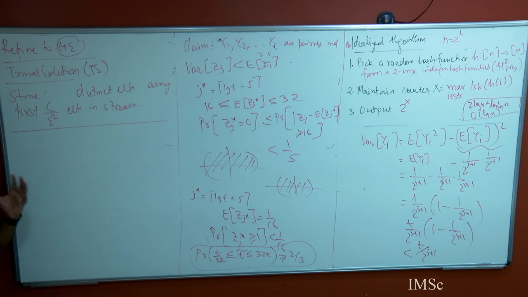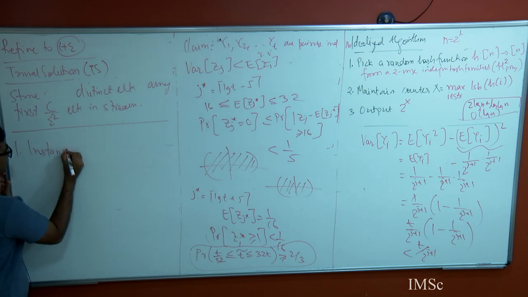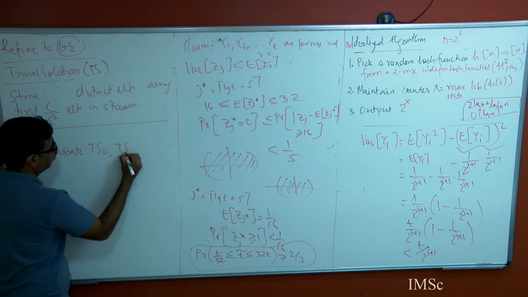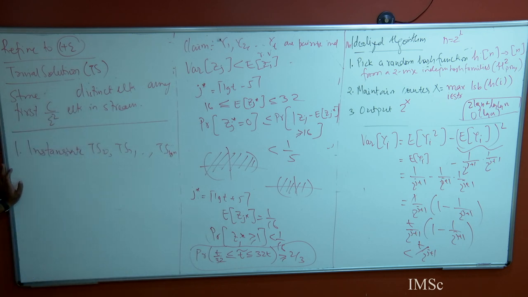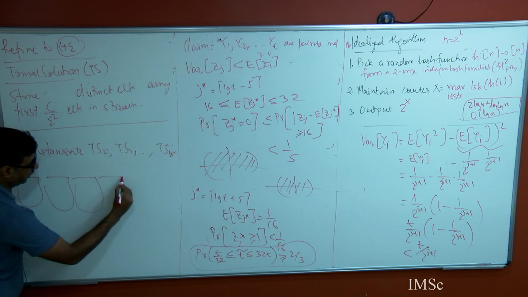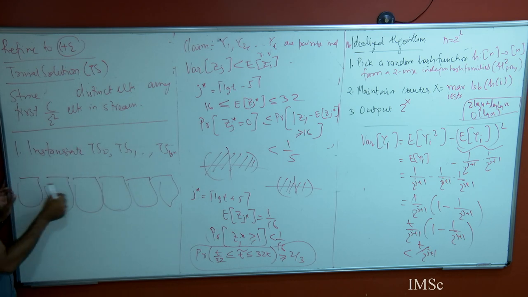Imagine that there are several instantiations of my stream running in parallel. So instantiate TS0, TS1, up to TS log n. The stream is coming one by one. Think of these as parallel boxes which are running. Now I have to decide which element I should give to whom so that it stores it. And here we use this clever trick.